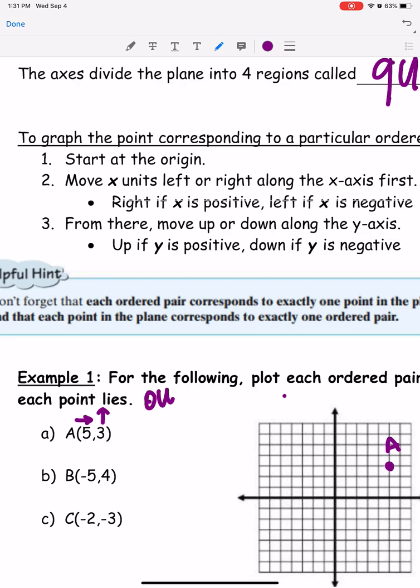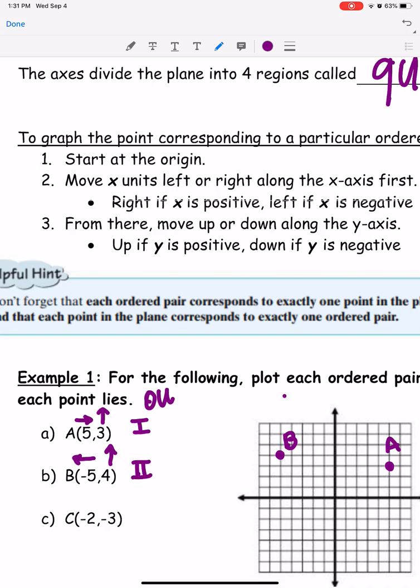On B, now we're negative 5, 4, so we're still using OU, over side to side before we go up or down. So negative 5 means we're going sideways to the left. And then 4 means we're going up. So we're going 1, 2, 3, 4, 5, then 1, 2, 3, 4 up. So right here. Oh, we're also supposed to say what quadrant this is in. So A is in quadrant 1, and then remember it goes counterclockwise. So this is quadrant 2.